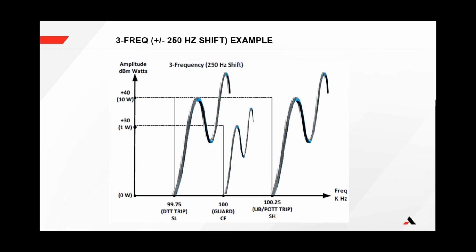For 3-frequency FSK, the unshifted transmit and receive frequency values programmed into the UPLC are guard. The shift high is always unblocked POTT, and the shift low is always direct transfer trip. In this example, the center frequency of 100 kHz is used for transmitting guard at low power. Unblock and POTT would be at 100.25 kHz, and DTT would be at 99.75 kHz. For 3-frequency FSK, the shift can be programmed only for 250 or 500 Hz.